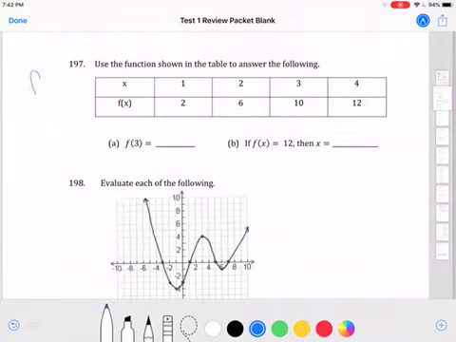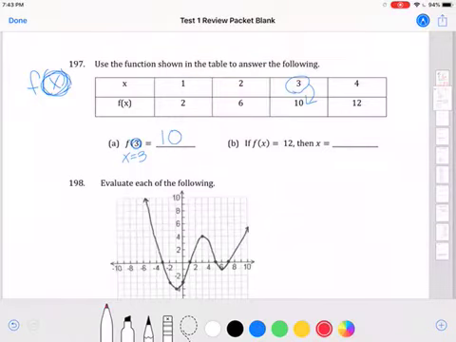So remember, your entire function is f of x. This in here, the number in the parentheses, your input is the number right here in part A that's in the parentheses, which is 3. So part A is telling you that x is 3, but that's not your answer. It's asking you when x is 3, which would be this right here in the table, what is your output? Your answer is going to be 10.